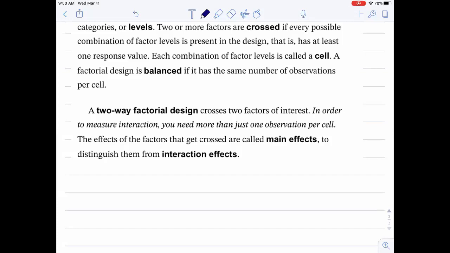And so in order to measure interaction, you need more than just one observation per cell, and the effects of the factors that get crossed, we call those main effects, and then we've got the interaction effects, right? And so now we're going to tack on that interaction, and just for terminology, we use the main effects and the interaction effects. So the main effects, treatment effect, blocking effect, interaction is how those two interact. All pretty okay terminology, right? But it's nice to just have it established. Okay. Any questions so far?